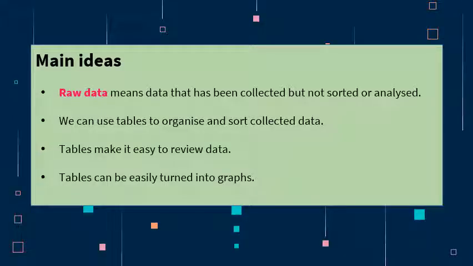And that's really it. So firstly, raw data just means data that's been collected but not sorted or analyzed yet. We can use tables to organize and sort collected data. It's a very powerful tool. Tables make it easy to review the data, so it's very easy to scan down the table and go, okay, this is the most popular pizza type, or this is the most common age of respondents. And lastly, tables can be easily turned into graphs, which we'll look at in the next lesson.